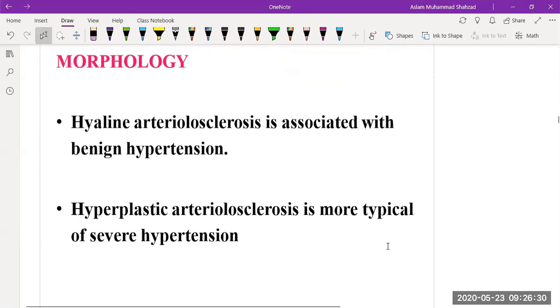Now let's discuss the morphology of hypertension, and we are discussing two types. One is caused by hyaline arteriosclerosis, and the second one is hyperplastic arteriosclerosis. Hyaline arteriosclerosis is associated with benign hypertension, whereas hyperplastic arteriosclerosis is more typical of severe hypertension.